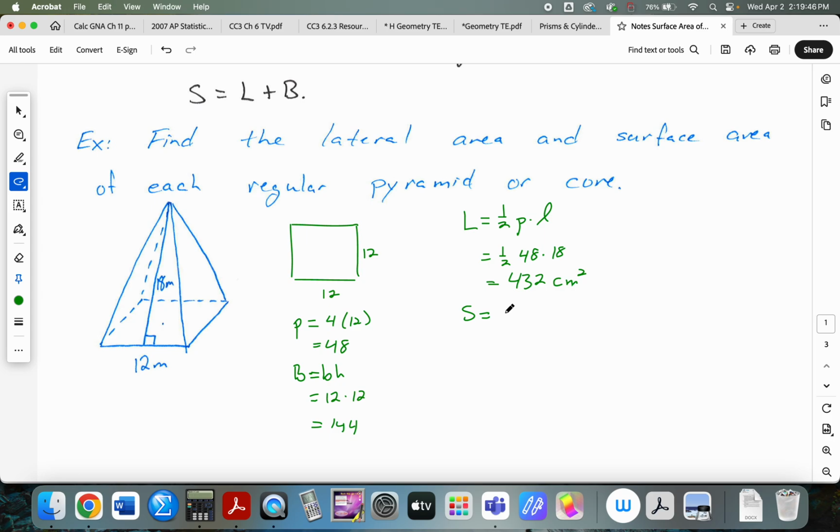The surface area is the lateral area plus, there's only one base in a pyramid. So we're going to have 432 plus 144, which is 576 square centimeters. Again, it's surface area, so it's in square units.